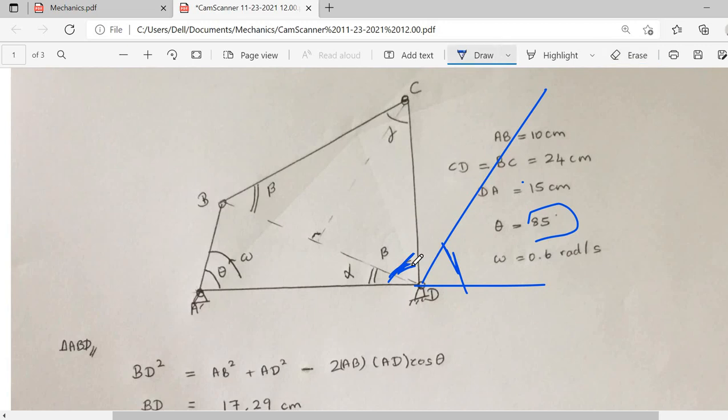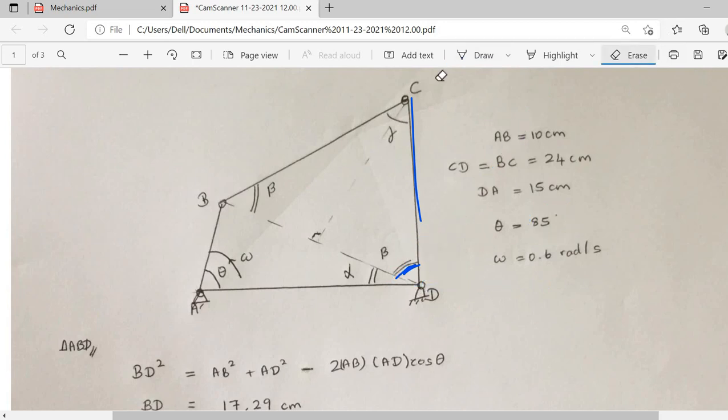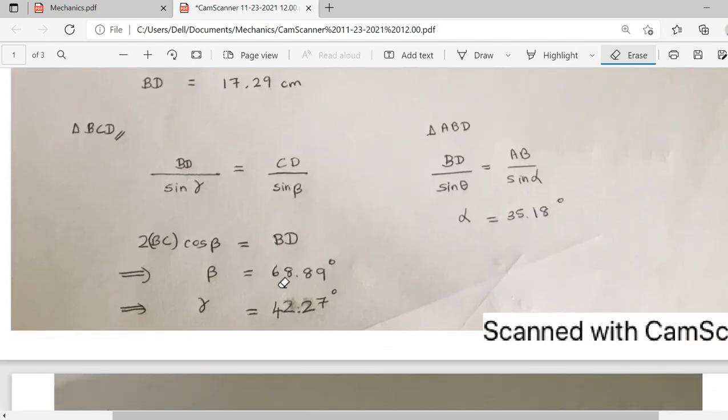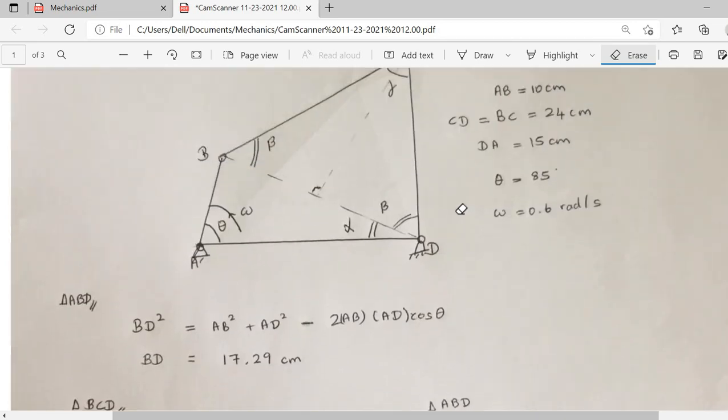You can easily find that. So I'm going to use this angle. I'm drawing like this, but the angle is 180 minus alpha plus beta. For my practical lab, they have asked for the velocity at the instant when theta is equal to 85. So I have already found the value of alpha as well as beta, which is 35.18. I'm going to use my calculator. 35.18 plus 68.89 degrees, which is 104. So I'm going to deduct this 104 from 180 so that I can find the value of this angle.